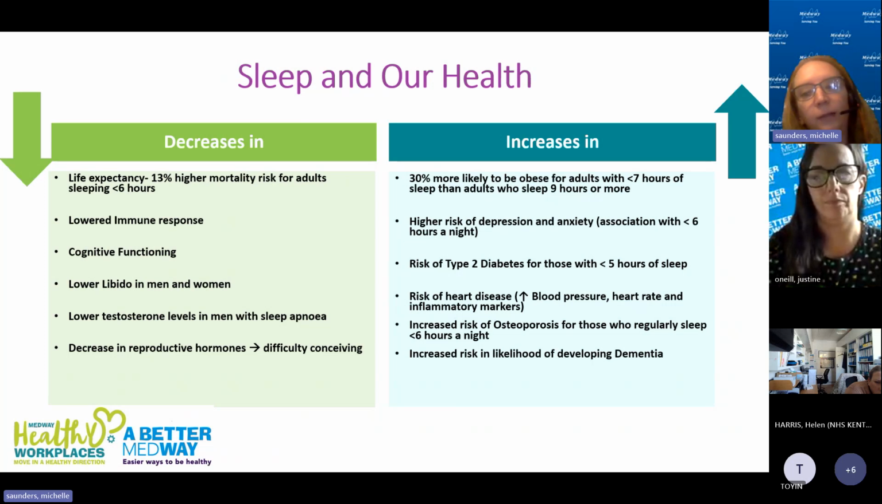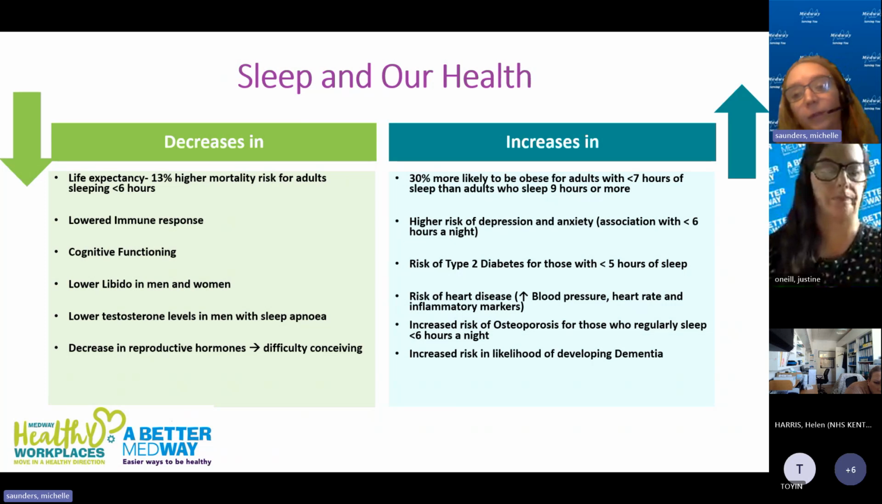So adults who sleep for less than 7 hours a night or more than 9 hours are more likely to be obese, can have a higher risk of depression and anxiety where we sleep for less than 6 hours a night, and more risk of diabetes where we sleep for less than 5 hours a night. And as I said, that's also impacted with those hormones, that leptin and ghrelin being interrupted.